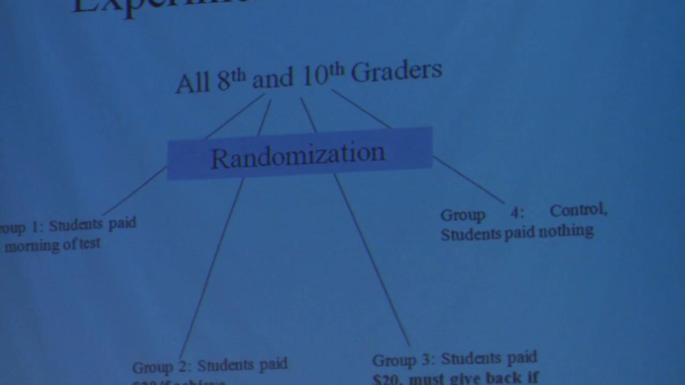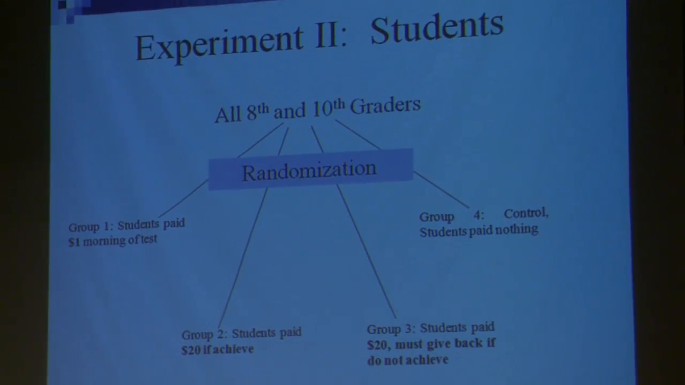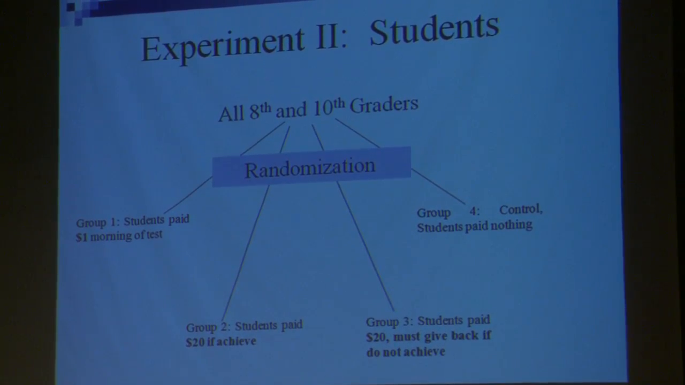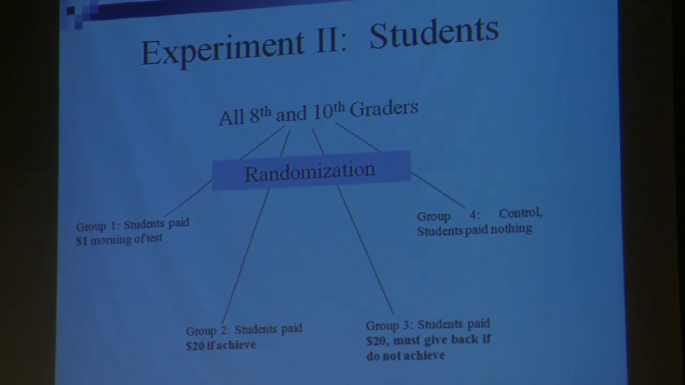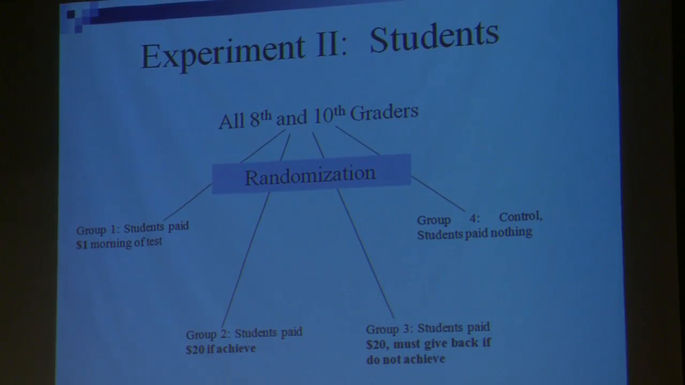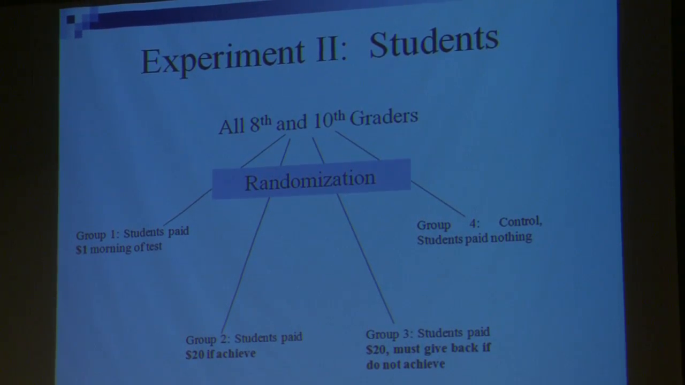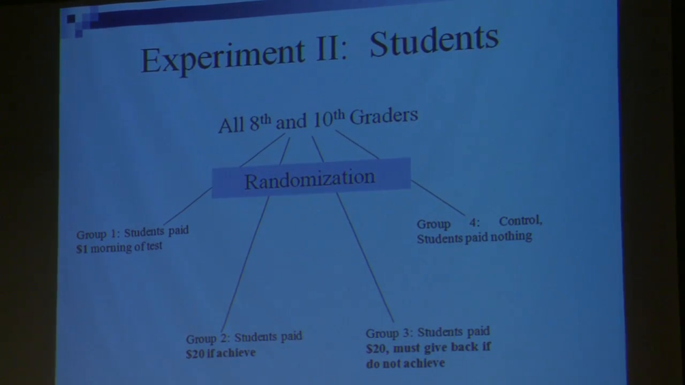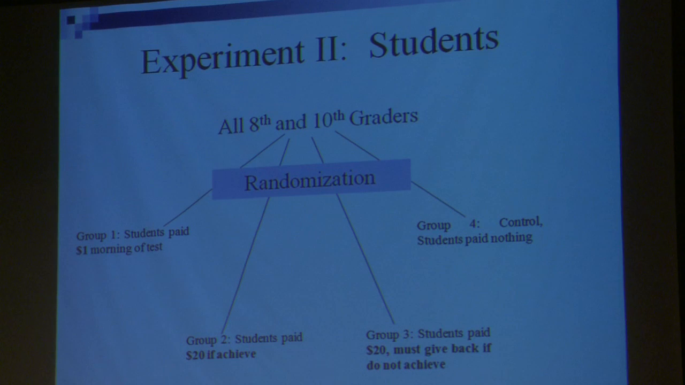In group 1, students are paid $1 if their test score improves from the fall to the spring. They're paid $1. Here, they're paid $20 if their test score improves from the fall to the spring. Here, we actually give them $20 and put it on their desk and tell them you can keep it if your test score improves from fall to spring. If it doesn't, we will take it away right after the test, because we have a way to score the test immediately. And in the control group, again, we have students who are paid nothing.